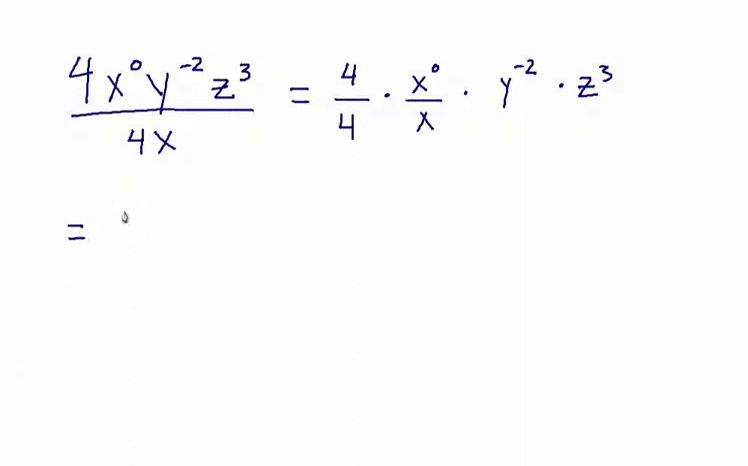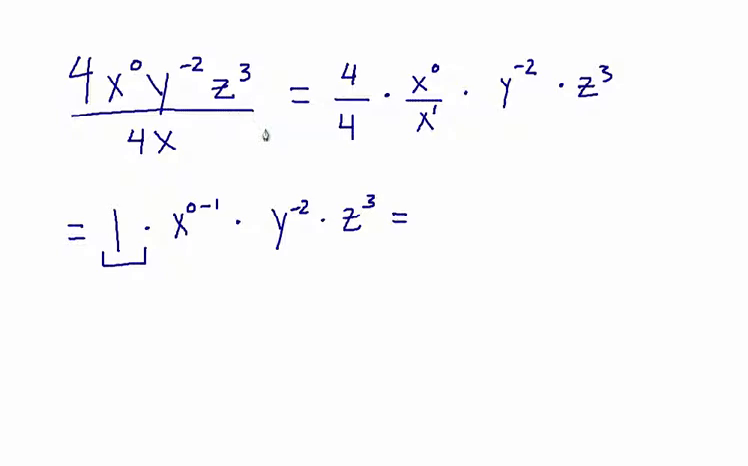4 divided by 4 is 1. That was easy enough. X to the 0 over x to the 1, right? This is x to the first power. Well, if I'm dividing two terms with the same base but different exponents, I'm going to subtract those exponents. So this is x to the 0 minus 1. Then we've got y to the negative 2 times z cubed. I'm going to not write this 1 anymore because if I'm multiplying 1 by something, I'm going to get that something. So I don't need to write the 1.